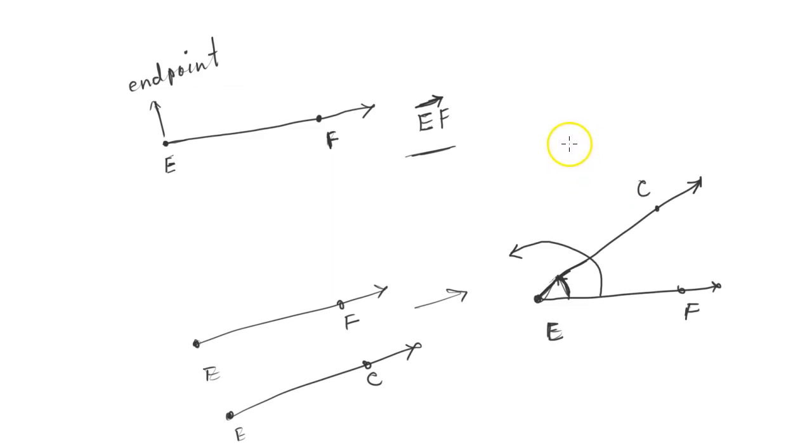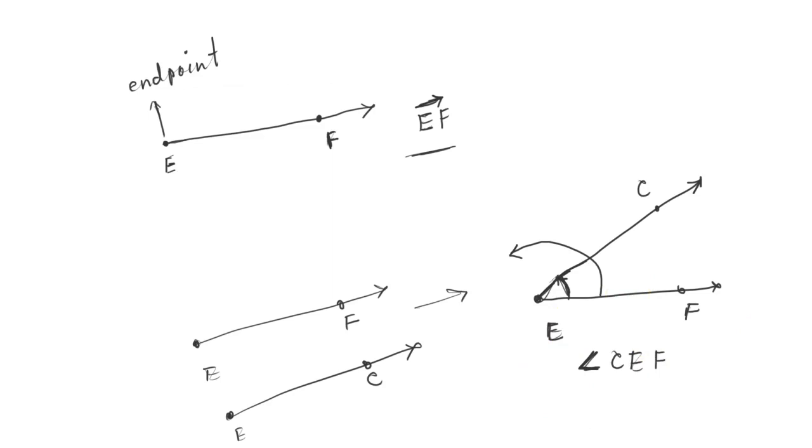Angles can be named using a point on each ray and the vertex. For example, this angle that we have formed over here, in symbol form you can write it as angle CEF. The angle symbol goes first, and that is how you name an angle.